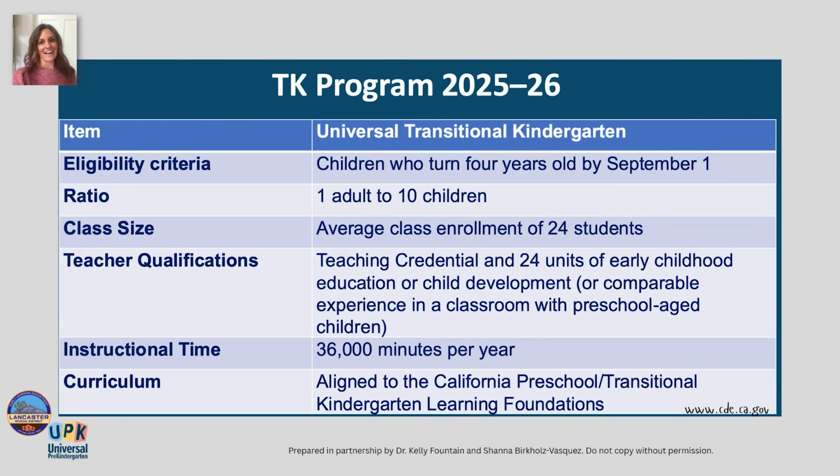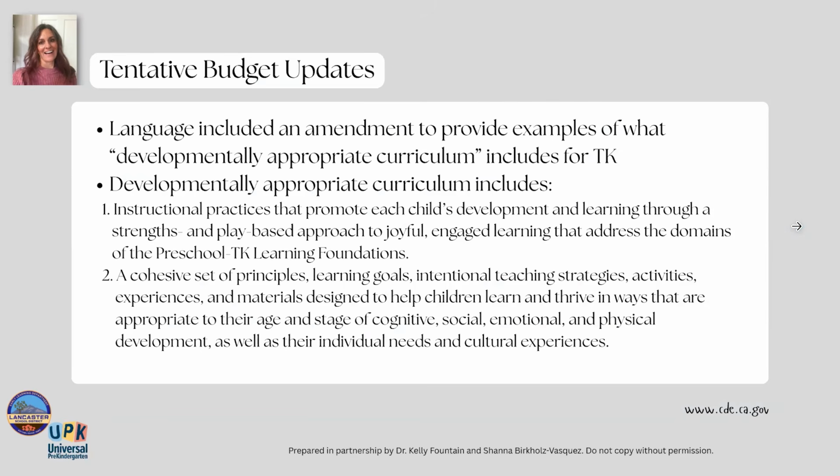And we want to go to the next slide because we want to share something really exciting, and that is a budget update. One of the things that I know a lot of people have shared about is that it states in Ed Code that TK is the first year of a two-year kindergarten program, and that's caused some confusion because it makes people think that TK should look like kindergarten, and it shouldn't. TK is another preschool option for families, and so we're really excited about some shifts that are tentative in this year's budget.